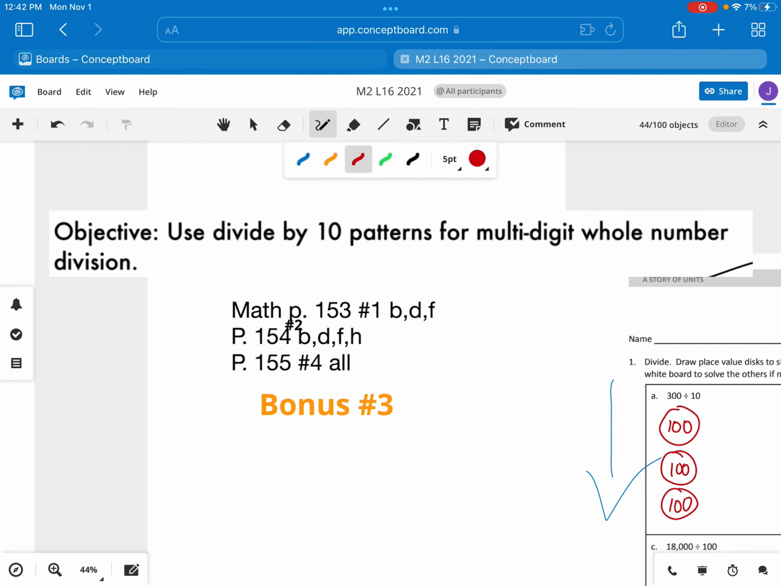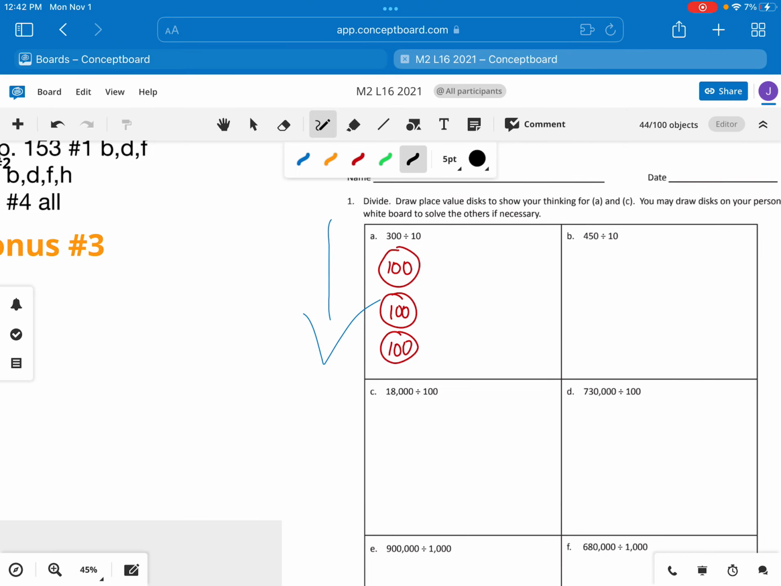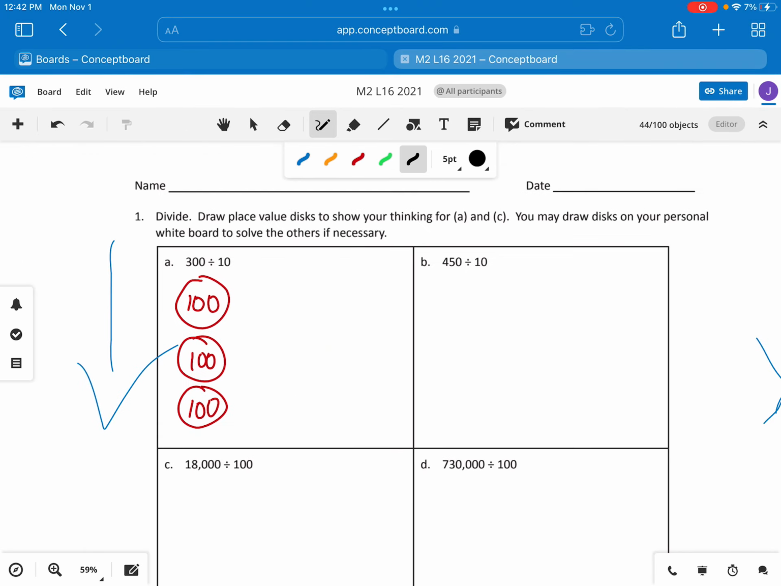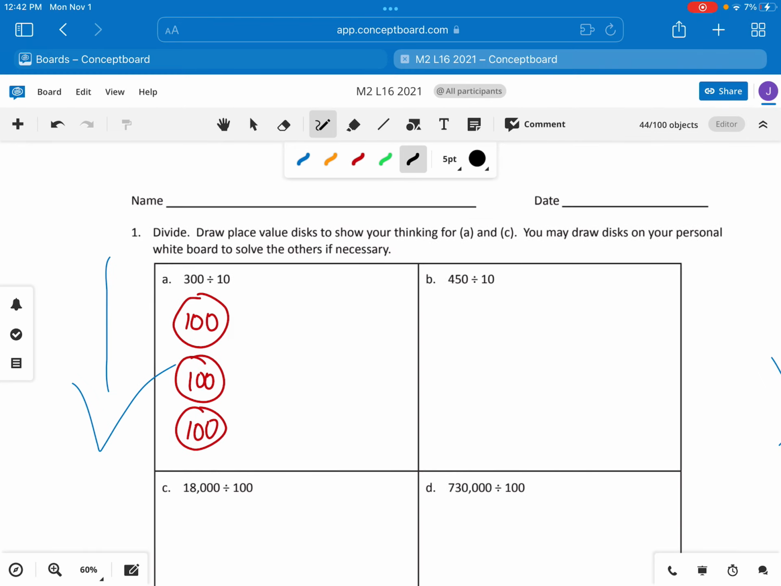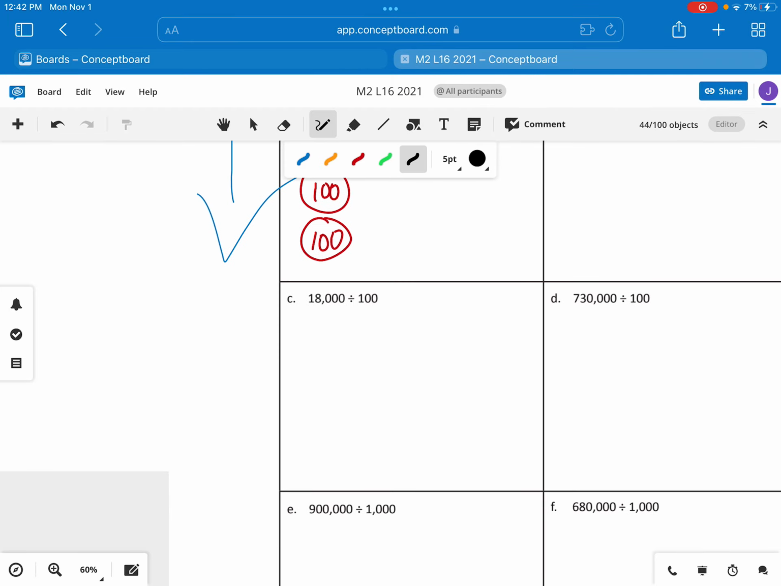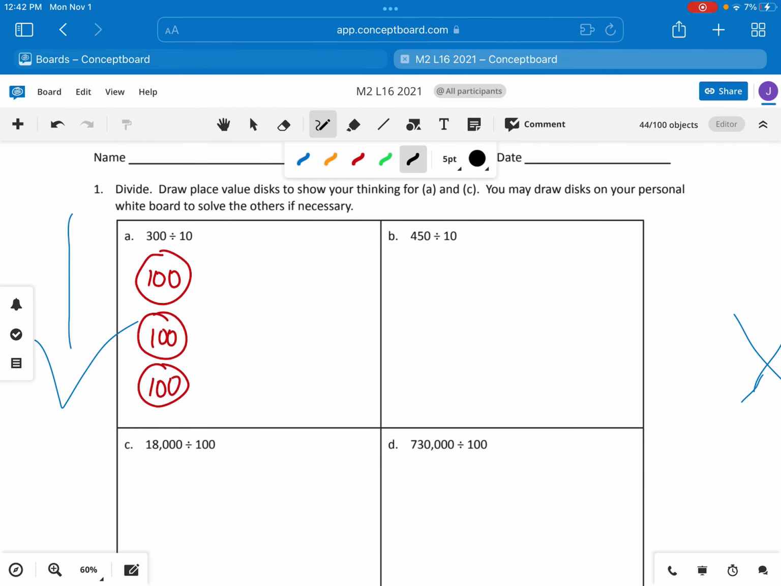All right, so this is Module 2 for 5th grade, Lesson 16. And the objective was that the students will use divide by 10 patterns for multi-digit whole number division. And there's the homework and the bonus. So I'm going to do the problems that are not assignments. The B, D, F are assignments for homework, but I'm going to do A, C, and E as examples.